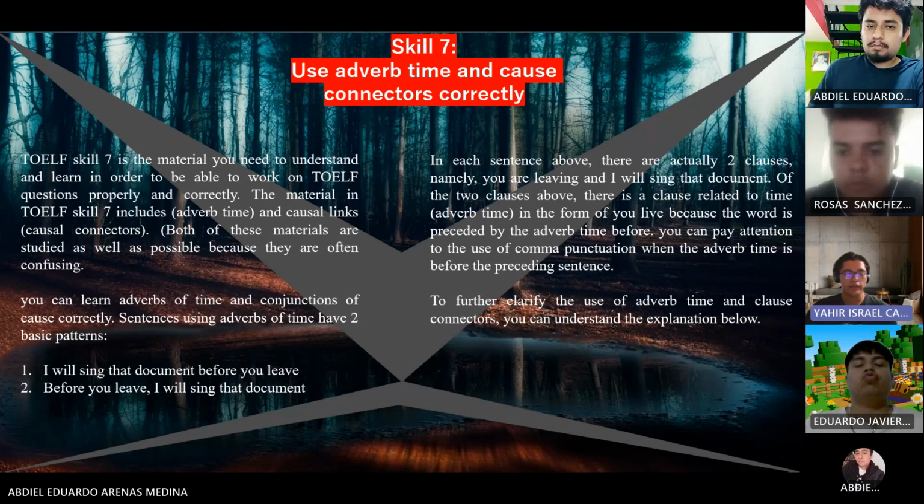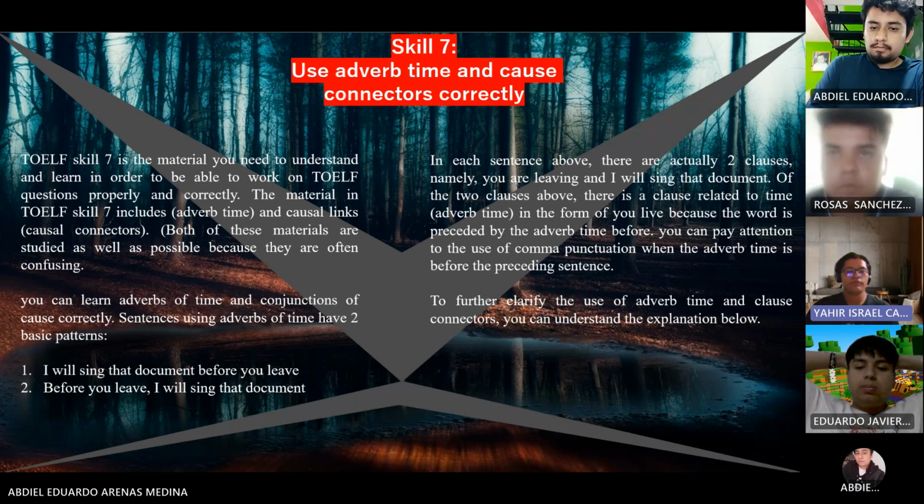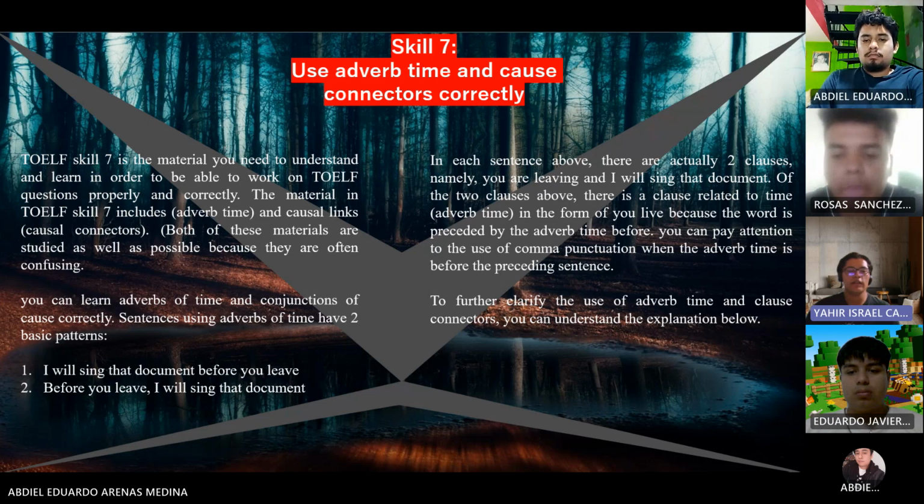Okay, skill 7: use adverb of time and clause connectors correctly. Skill 7 includes adverbs of time and clause connectors. Both of these should be studied as well as possible because they are often confused. You can learn to use adverbs of time and conjunctions correctly.